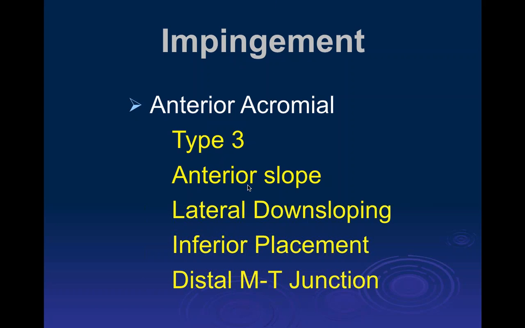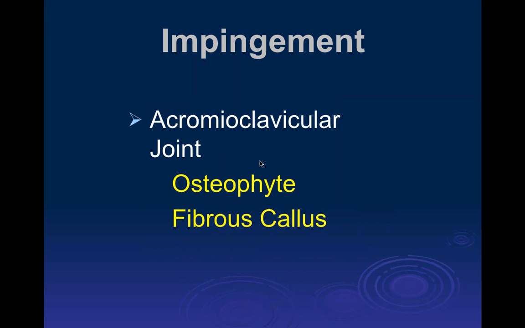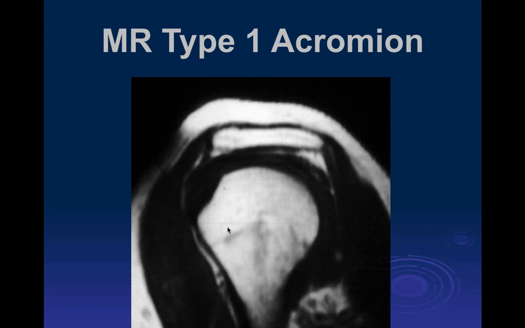You can also have anterior sloping of the acromion, abnormal lateral downsloping, inferior placement of the acromion with respect to the distal clavicle, and then you can also get impingement not so much due to abnormalities of the bone, but abnormalities of the tendon and muscle junction, which we'll talk about. Then we can get impingement at the acromioclavicular joint. These are usually due to osteophyte and callus from degenerative disease of the acromioclavicular joint. You've all seen these. We'll just go through them.